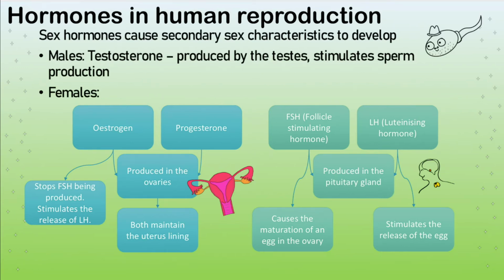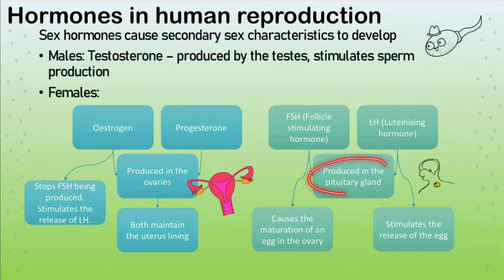But estrogen also has a role of stopping something called FSH being produced, which is what we'll look at in a second, and it stimulates the release of LH. So what are these other two hormones here, the FSH and LH? Well, FSH is follicle stimulating hormone. Now, to put in context what the name of this hormone actually is, a follicle is where an egg cell will be found before it really matures. So the follicle is what needs to be stimulated to get an egg cell to mature before it can later be released. So the follicle stimulating hormone is released early in the menstrual cycle.